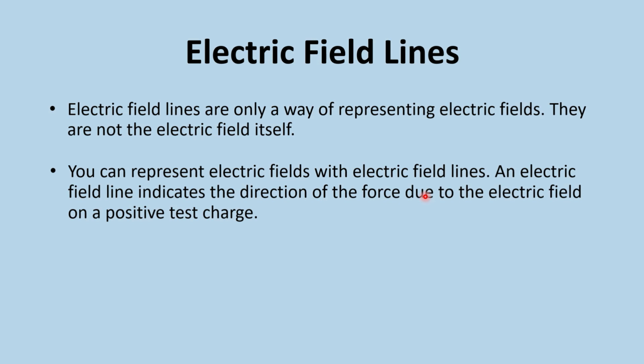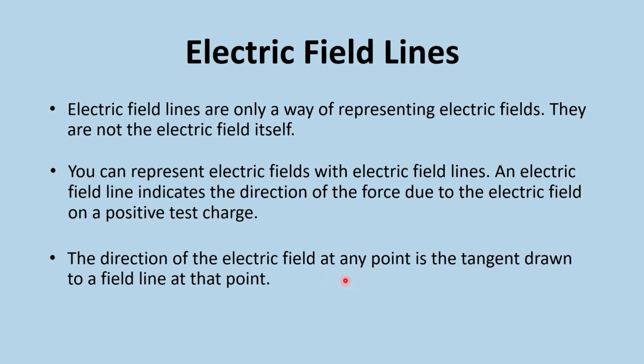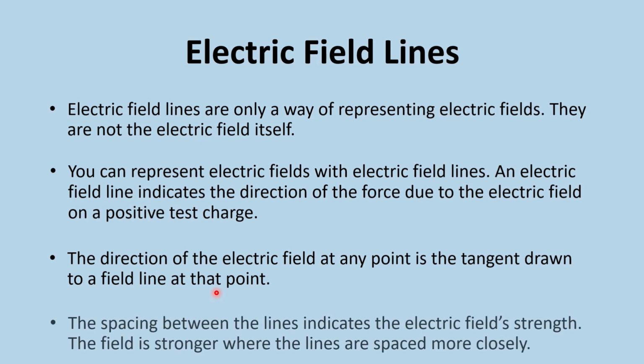As we did before, we said to find the direction of the electric field, you have to find the direction of the electric force acting on a positive charge. They should be in the same direction. The direction of the electric field at any point is the tangent drawn to a field line at that point. We will see this on a figure.